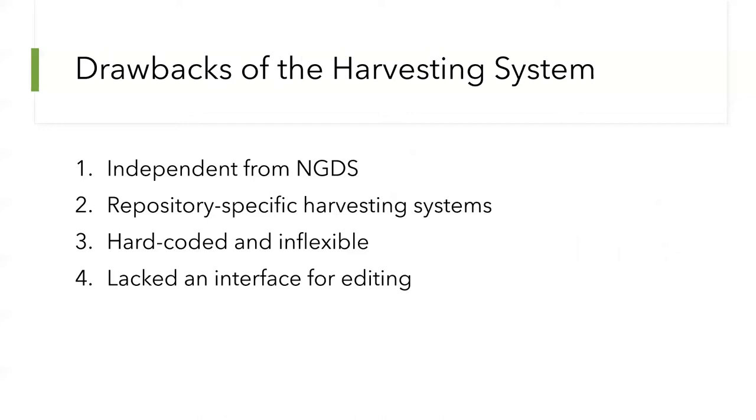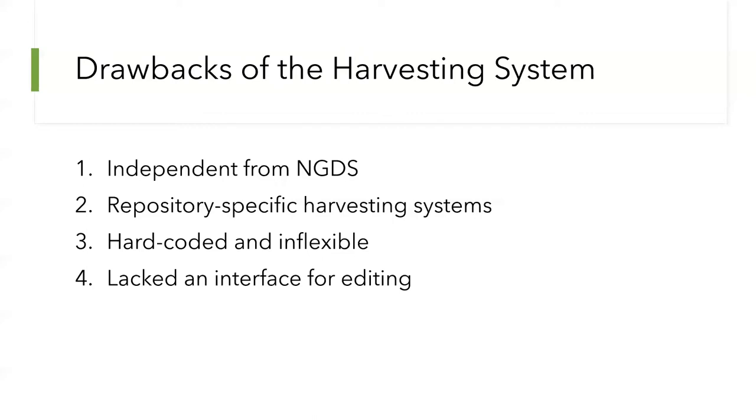The first major drawback is that the harvesting systems existed completely independently of the main NGDS database, and each had its own server and unique code bases. This meant that if a harvest failed in some way, there would be no way of knowing that it had failed just by looking at the primary NGDS system. Instead, each harvesting service had to be examined separately, which dramatically increased the maintenance footprint for NGDS 1.0.